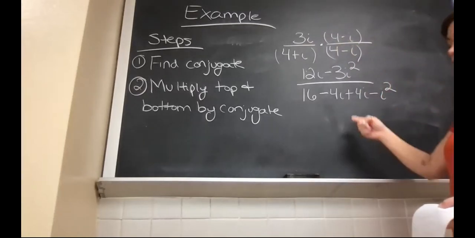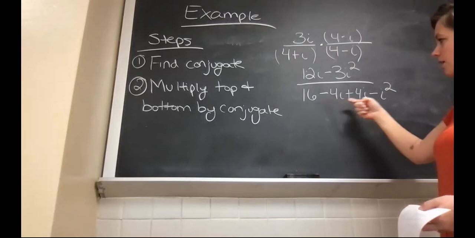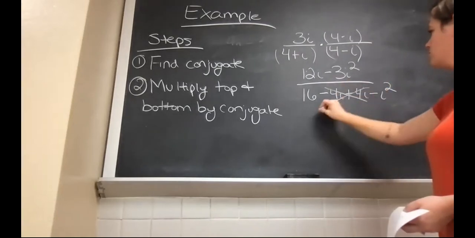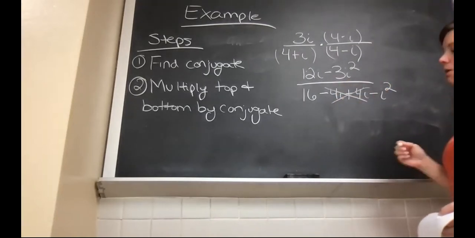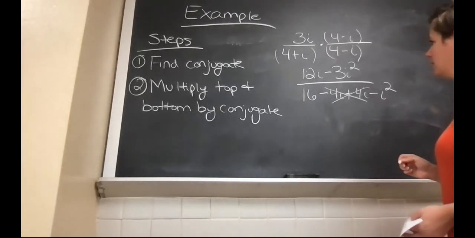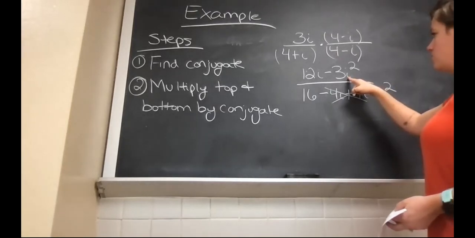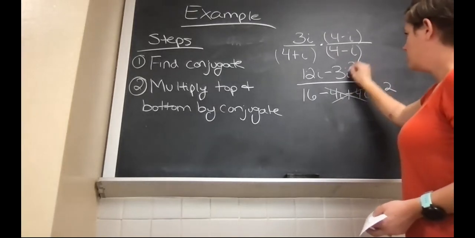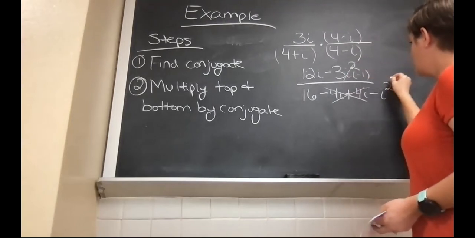So notice here, in our middle term, we have a minus 4i and a plus 4i. So those are going to go away. And that's why we multiply by the conjugate. We want that middle part to go away. Now, the other thing we need to look at is we have a couple of i squareds. So we need to remember that those are negative 1s.